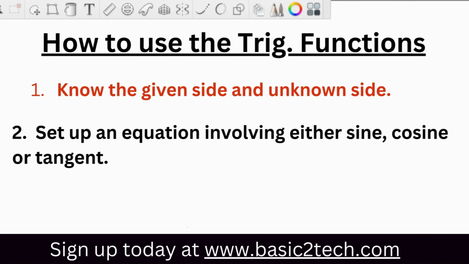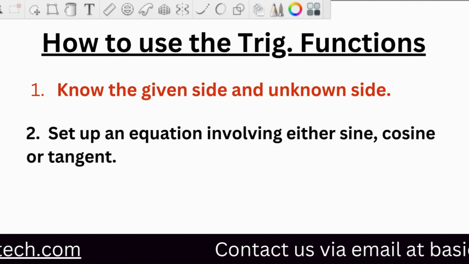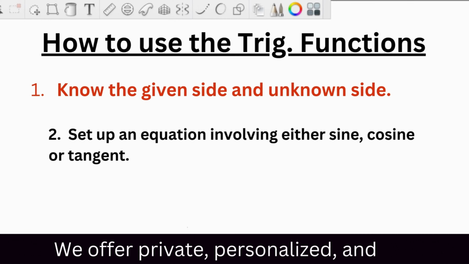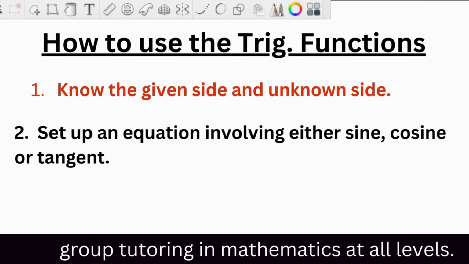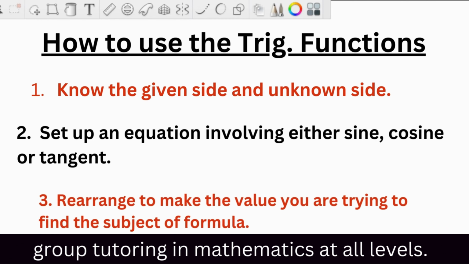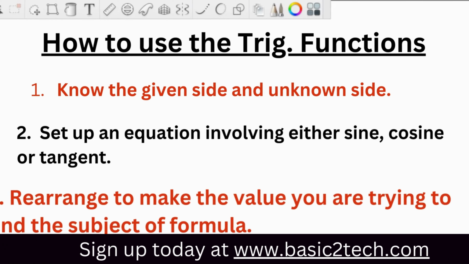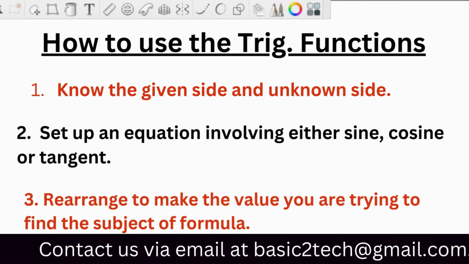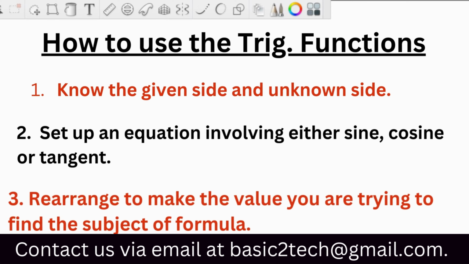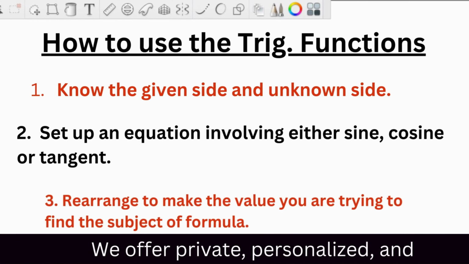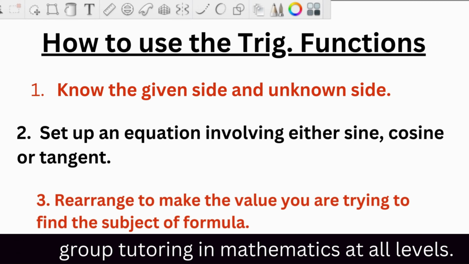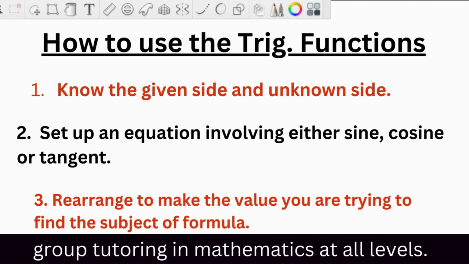Number 2, you set up an equation involving either sine, cos, or tan, depending on the sides or angles that you are given. And step 3, you rearrange to make the value you are trying to find the subject of the formula. I repeat, number 3, you rearrange the equation to make the value you are trying to find the subject of the formula. Now, let's look at some questions.